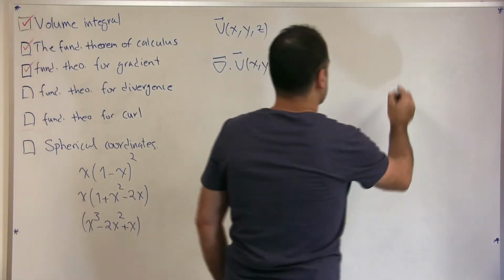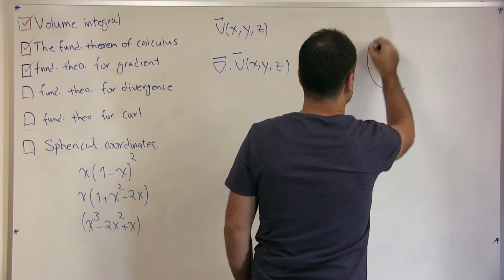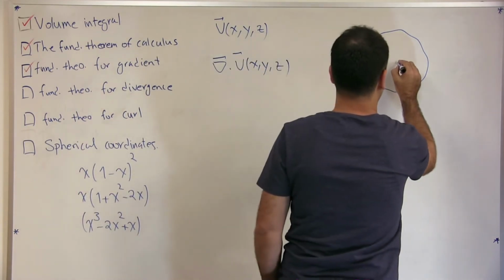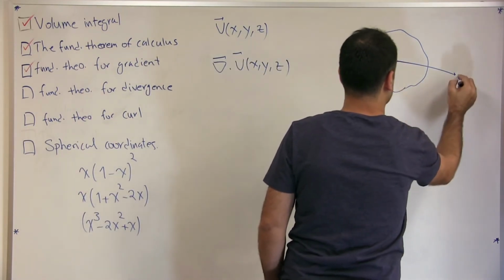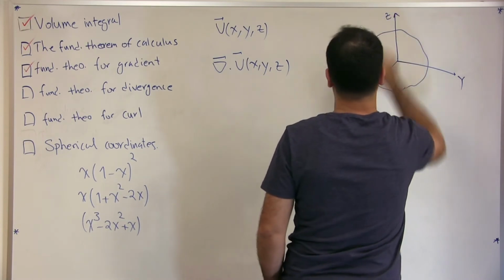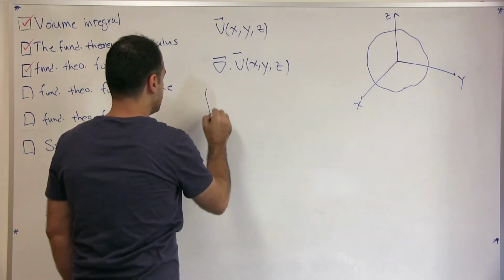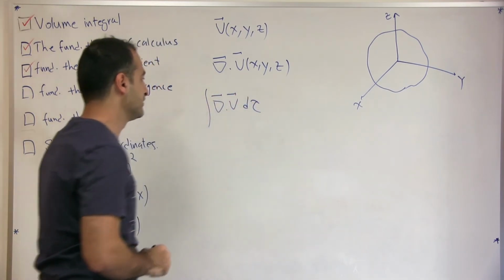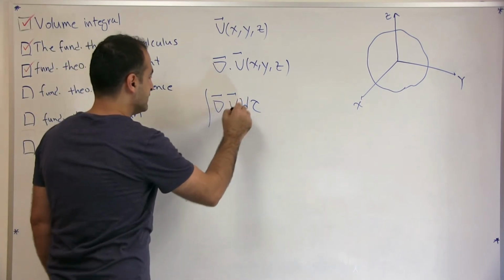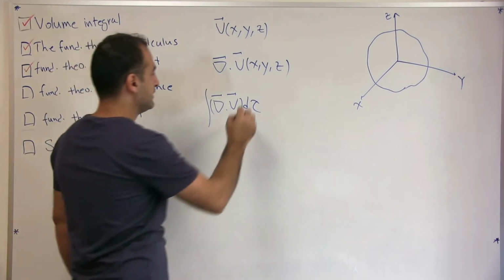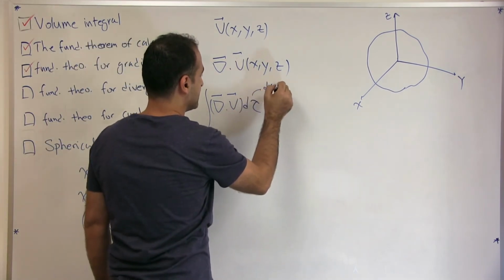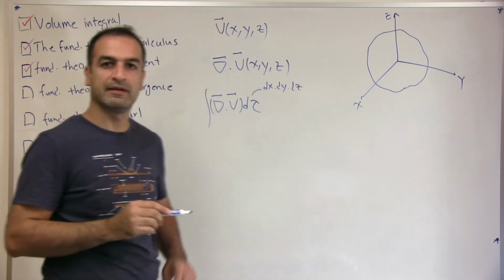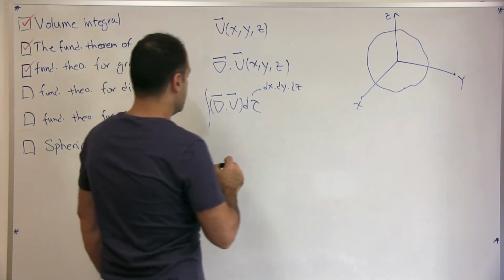And now let's imagine we have a volume like this. It could be a sphere, could be a cube, or it could be any random three-dimensional shape, in x, y, and z. And imagine we integrate the divergence over the volume of this shape. So the divergence of v times d tau, where d tau is going to be dx times dy dz if you are working in Cartesian coordinates.